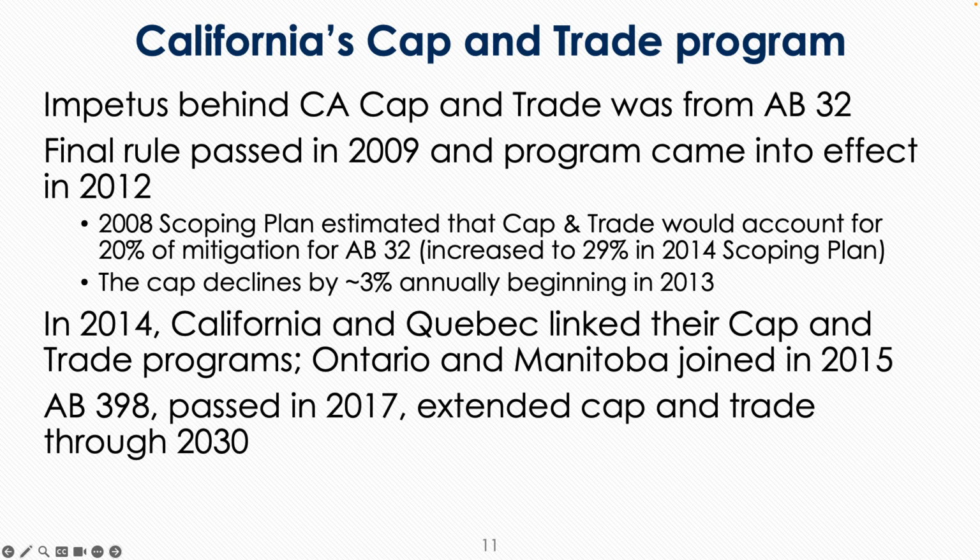There are a couple of other regions that kind of link their cap and trade programs with California, specifically in Canada. It was up for renewal back, actually, I guess almost 10 years ago at this point. But AB 398 was passed in 2017 that helped to extend our cap and trade program through 2030. Okay.